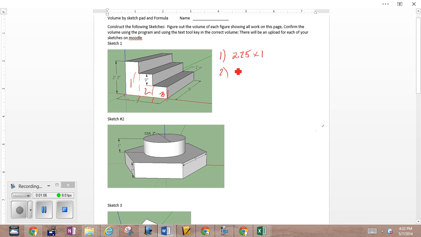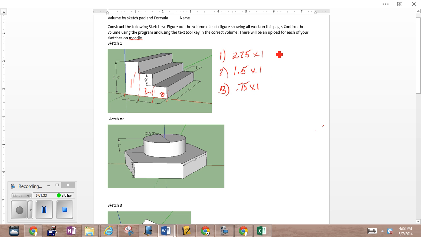The area of rectangle 2 is 1 foot wide and 9 inches and another 9 inches, so that's 18 inches, which is 1.5 feet times 1. And then the third is 9 inches, which is 3/4 of a foot, which is 0.75 feet times 1.